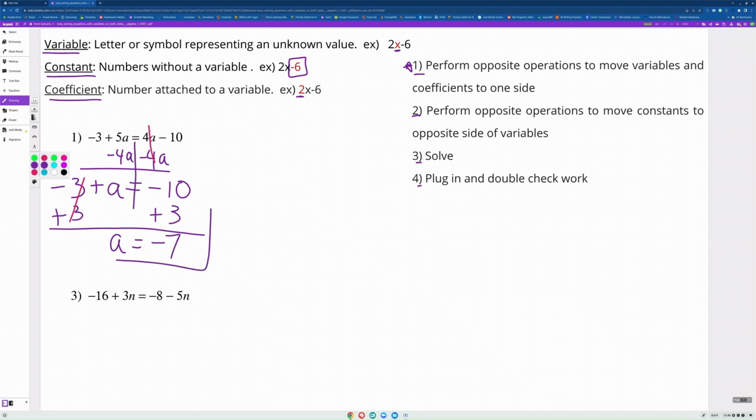So now I'm going to double check my work. I'm going to plug it back in. I'm going to rewrite my problem, negative 3 plus 5a equals 4a minus 10. And then I'm going to plug in my variable. So instead of now writing a, I'm going to write negative 7. And when I do it, I'm also going to go ahead and use parentheses, so that I make sure that my signs, positive and negative, don't get messed up.